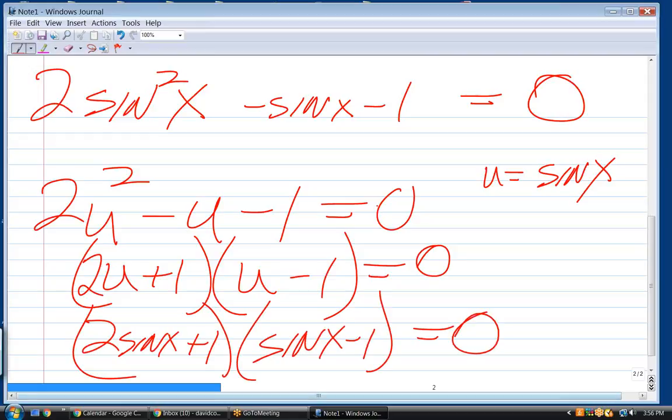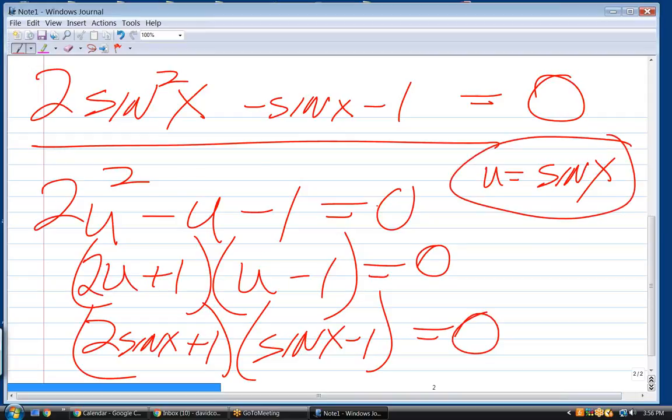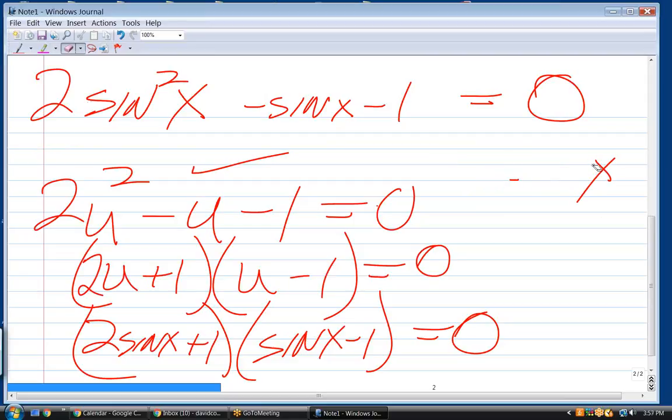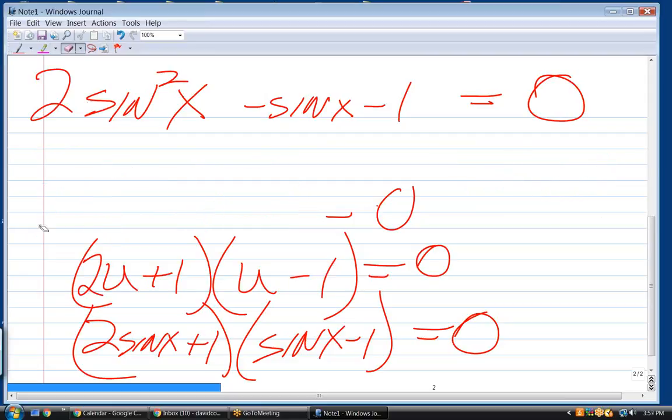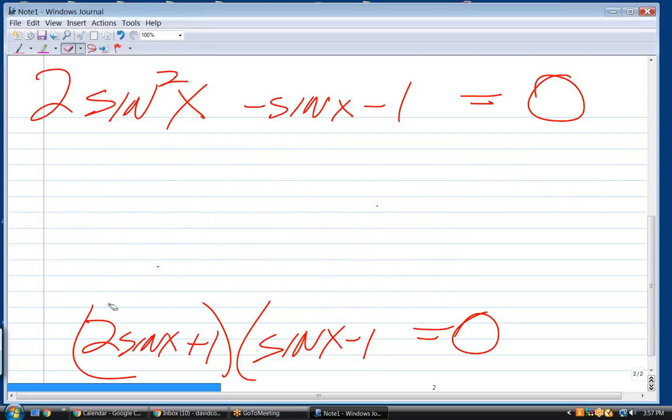In other words, if you have any problems at all figuring out how to factor that as a quadratic, just use these substitutions and make it look like a polynomial. But once you get the hang of it and you do it a few times, I don't think you'll need to use the u substitution.